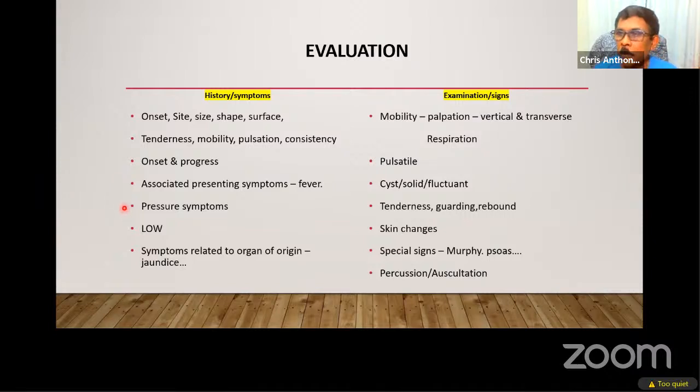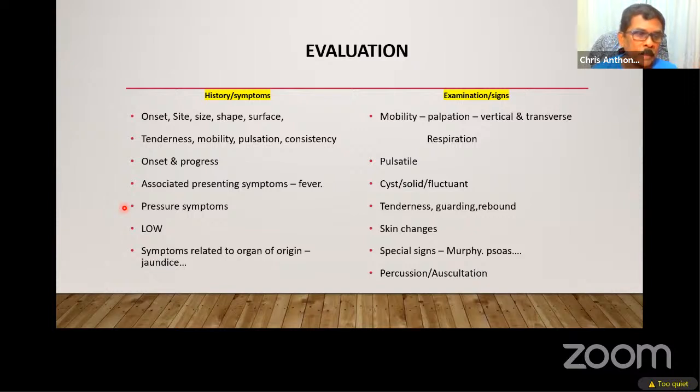Pressure symptoms are very important, especially if the lump may cause pressure symptoms in the abdomen: pressure on the aorta, pressure on the intestine causing intestinal obstruction, the mass pressing on the ureter causing ureteric obstruction and hydronephrosis. So the pressure symptoms are very important. If there's a mass in the right lower quadrant or right iliac fossa, you have to think of all this. What are the pressure symptoms on the ureter, on the intestine, and also on the other structures surrounding it? Very important to get the pressure symptoms.